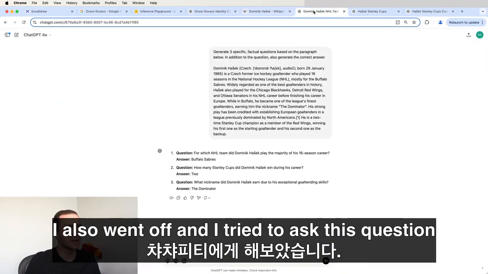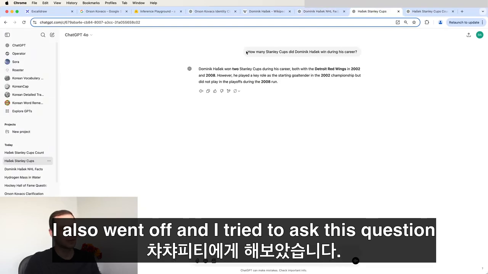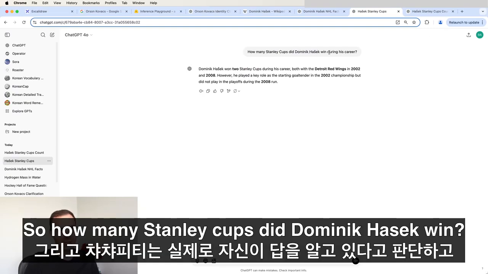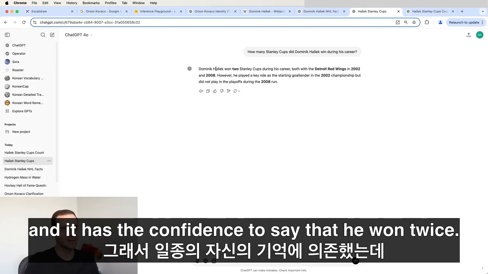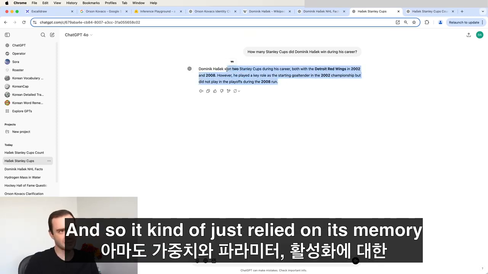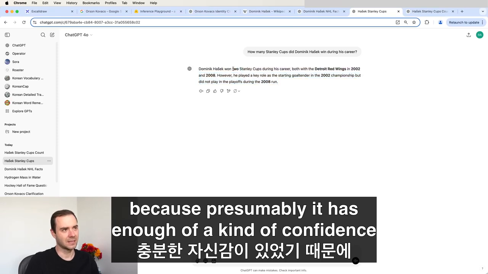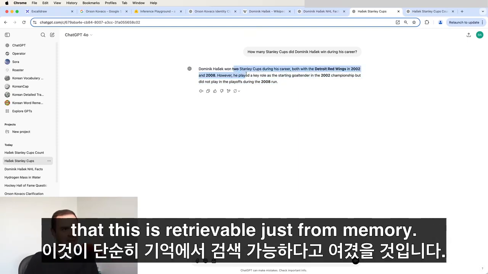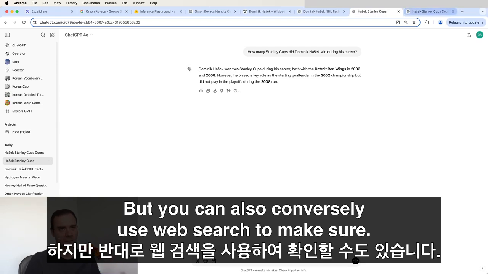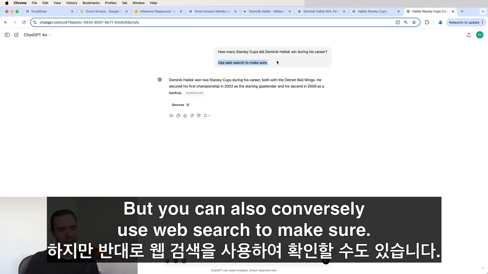I also tried to ask this question of ChatGPT: how many Stanley Cups did Dominik Hasek win? ChatGPT decided that it knows the answer, and it has the confidence to say that he won twice. It just relied on its memory because presumably it has enough confidence in its weights, in its parameters and activations that this is retrievable just from memory. But you can also, conversely, use web search to make sure.